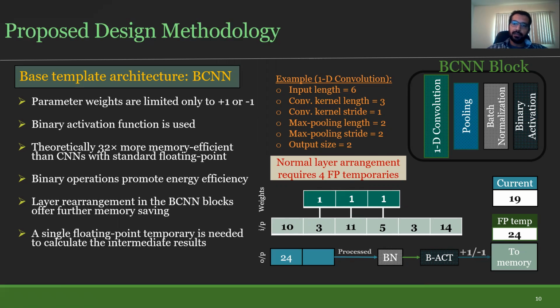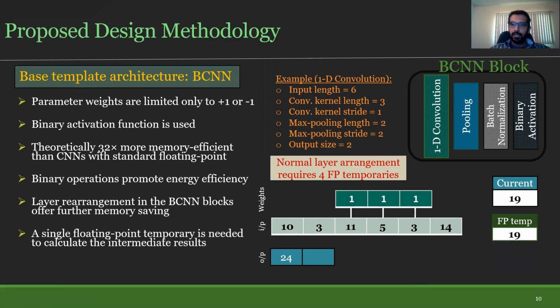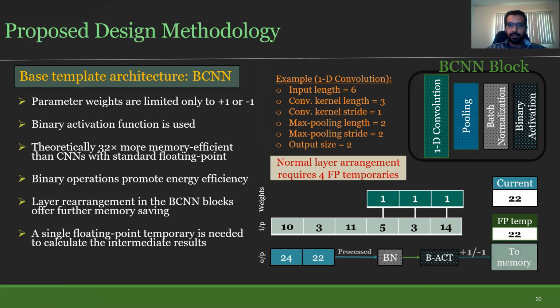So once that is done, the floating point temporary is free to continue calculations where the next convolution proceeds, and you have the current value equal 19. The next value is equal 22, higher than the one already in the floating point temporary, so it replaces it, and then the result of the pool is considered as the result of the pooling, and then this already goes through batch normalization and binary activation again, and that is the value that is stored in the actual memory.